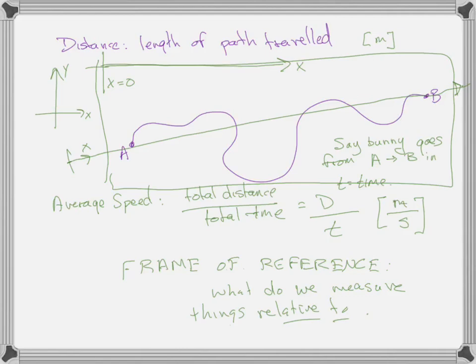So we can talk about the Bunny starting at x initial and finishing at x final. X equals 0, we set that arbitrarily. I set it outside the room, it doesn't matter. The Bunny starts at x initial and finishes at x final. It doesn't matter that it ran in 2 dimensions. I just want to know in 1 dimension how far the Bunny ran along the x-axis.